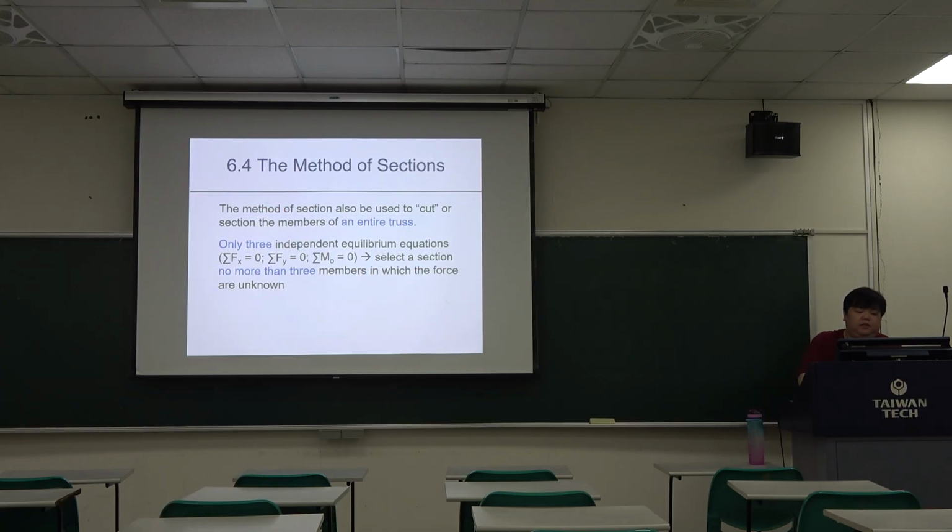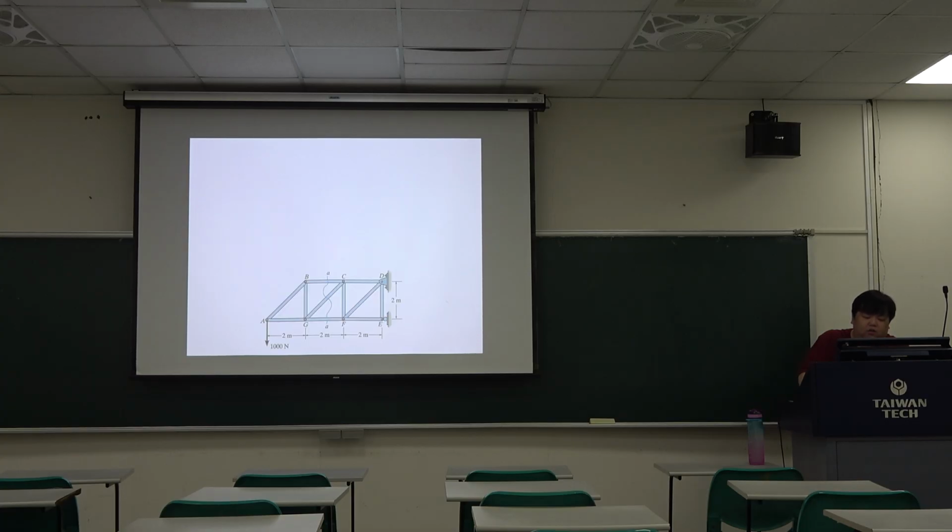Okay, so the method of sections also uses a cut through the members of an entire truss. There are only three independent equilibrium equations: summation Fx equals 0, summation Fy equals 0, and summation Mo equals 0. So just select a section with no more than three members in which the forces are unknown. Like this truss system, when we do the method of sections, we just choose three.